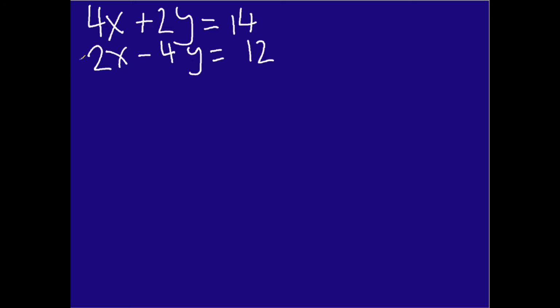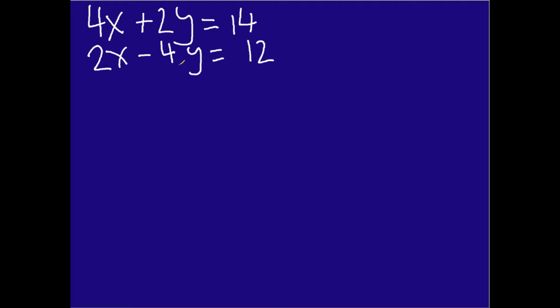Right now I have a positive 4x and a positive 2x. Those are the same values. If I add them together, they're just going to increase. However, if you look at the 2y and the 4y, they're opposite values. If I combine them, they can cancel each other out. But the question is, what do I have to do in order for them to cancel each other out?